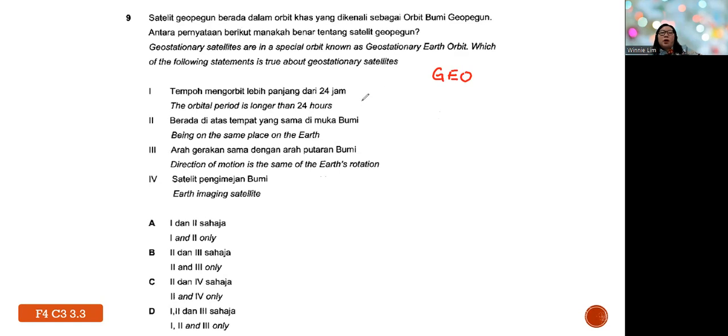So we see the options. The orbital period is longer than 24 hours. Cannot, I said they have to be the same. Longer or shorter also cannot be referred to as a geostationary satellite. And then being at the same place on Earth, yes, and the direction of motion is the same as Earth's rotation, correct. Earth imaging satellite is not an application; Earth imaging satellites have to use non-geostationary satellites. Hence, our options are 2 and 3. So the answer is B.